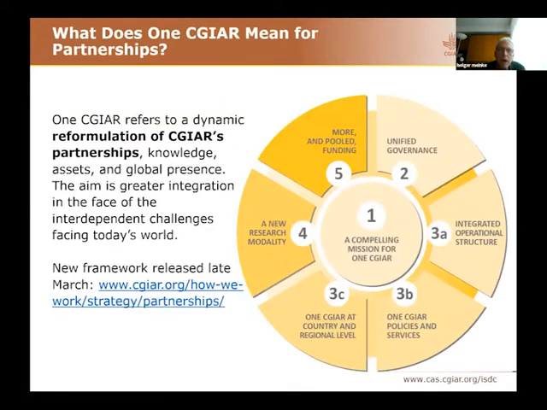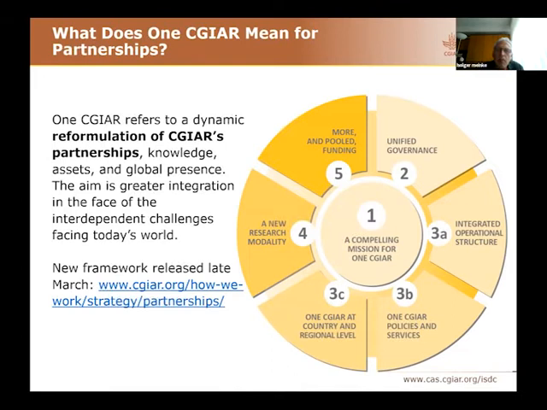And this brings me to partnerships, because the whole restructure of the CG was necessary in order to construct more effective partnerships. And One CGIAR actually refers to the dynamic reformulation of CGIAR's partnerships, the knowledge, the assets, and its global presence. And the aim is a much greater integration in face of the interdependent challenges that we face in today's world. And there's a new framework that has just been released, and I will share that PowerPoint presentation with you later on, so you don't have to write any of those scribblings down. But essentially that framework outlines in great detail the thinking, the philosophy that sits behind it.